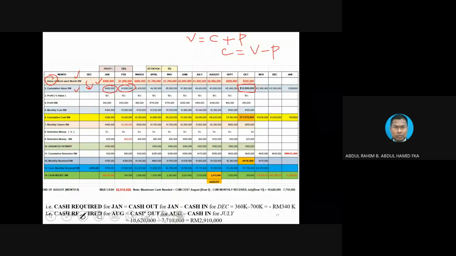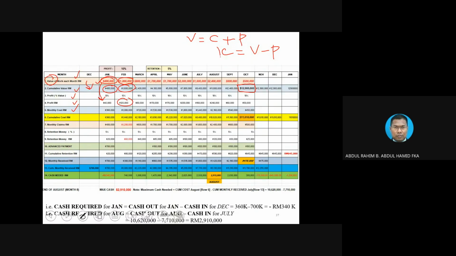Okay, now let's say profit is 10%. So you put it there first, and then you start calculating profit. 10% out of 400. You calculate based on monthly first. Don't take the cumulative. You take this amount. So you notice, 10% out of 400, you will get here 40,000. 10% of this second month, you will get 120. So you just put it there first. Then only row number 5, you can calculate costs.